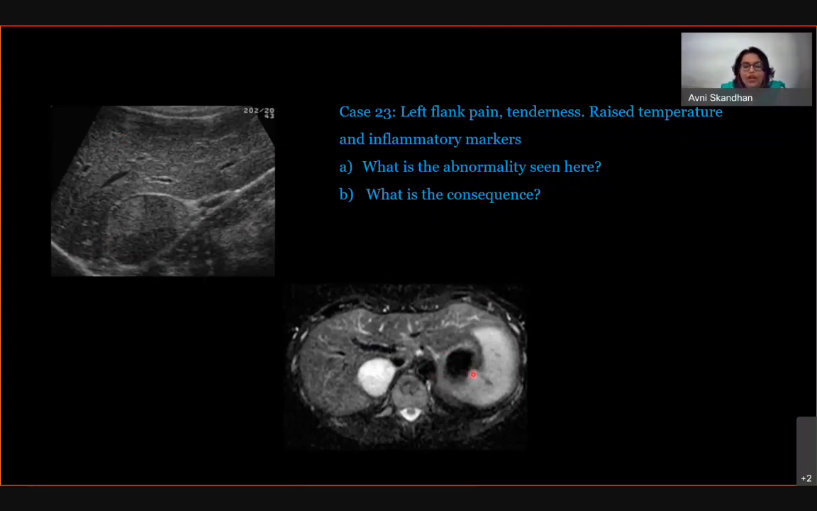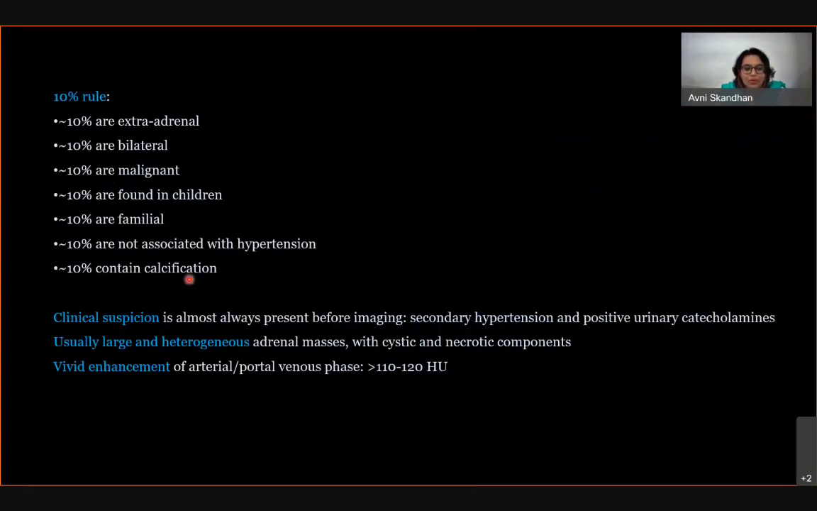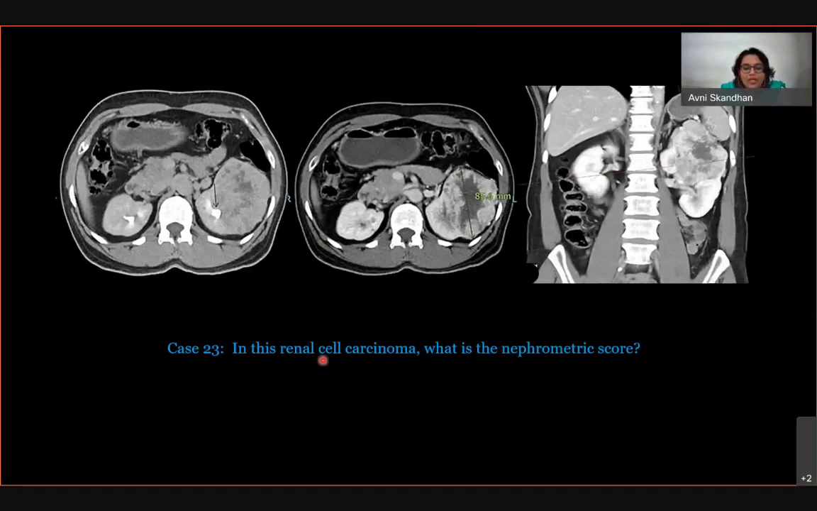Yes, very good. That's what I wanted. Pheochromocytoma, and this is classically known as the light bulb sign. It is not fairly pathognomonic for it, but yes, it is something that is going to stay for pheochromocytoma. So this is the 10% rules, and again, the spectrum of the imaging you'll have to check up. Now, in this renal carcinoma, what is the nephrometric score?